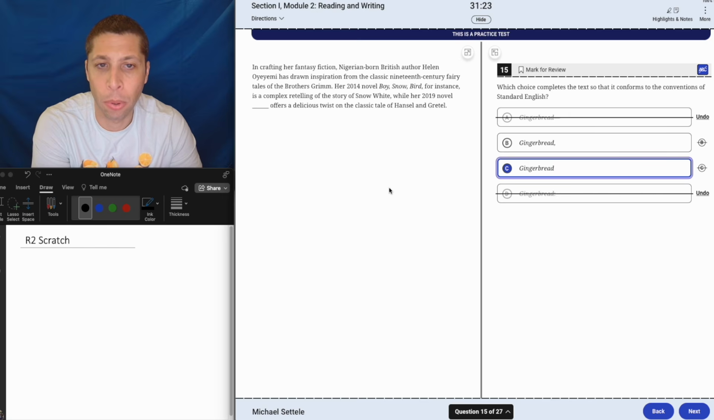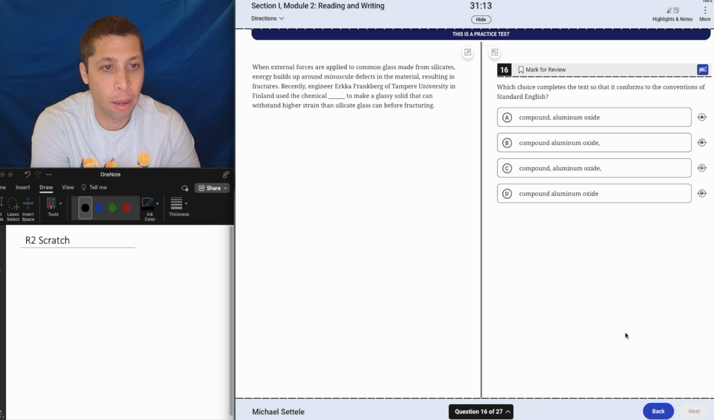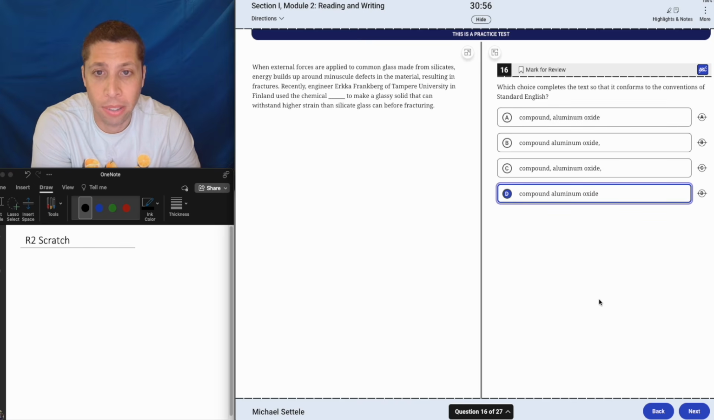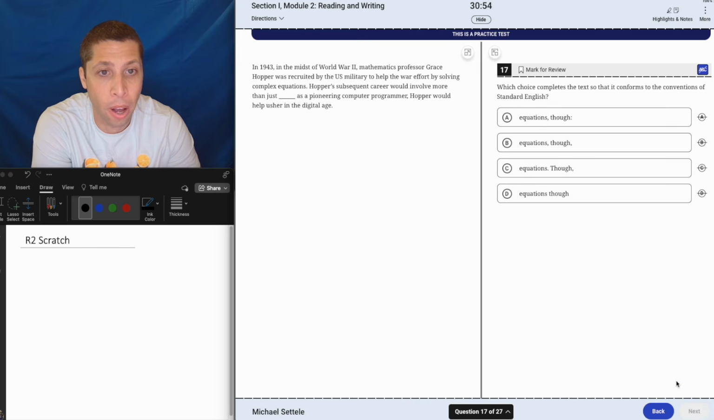Her 2014 novel Boy Snowbird is a complex retelling of the story of Snow White, while her 2019 novel Gingerbread offers, there's no reason for a comma. The only reason you're picking it here is if you're scared of the commas. Seen this one too. Recently, engineer Erkka Frankberg of Tampere University in Finland used the chemical compound aluminum oxide to make a glassy solid that can withstand higher strain than silicate glass can before fracturing. So no commas necessary. This is just in a positive. It's just continuing the thought.